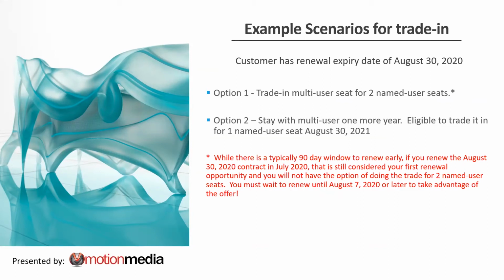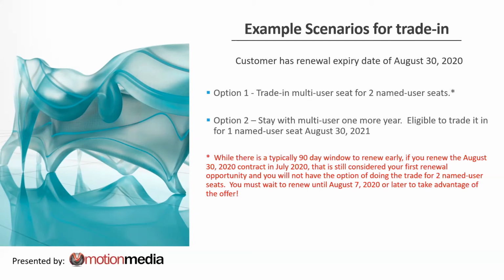Now, since we're almost at August, this may not affect as many customers, but you can renew early. So if you have a renewal date that's August 30, and you say, Brian, I want to do my renewal right now, I can't do 2-for-1 right now. And if I do the renewal right now, you don't have the 2-for-1 option the following year. So we need to wait until after August 7th to process that order.